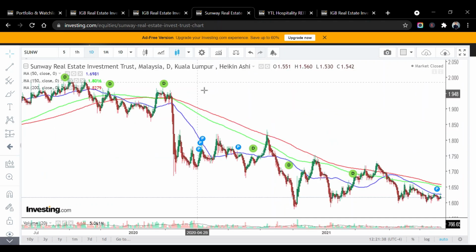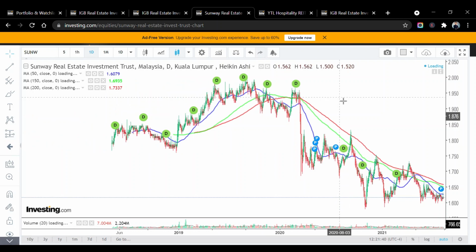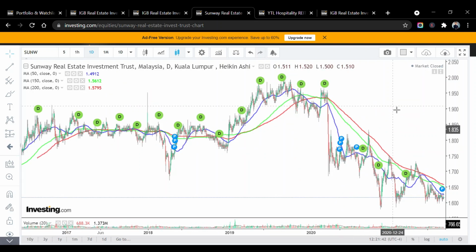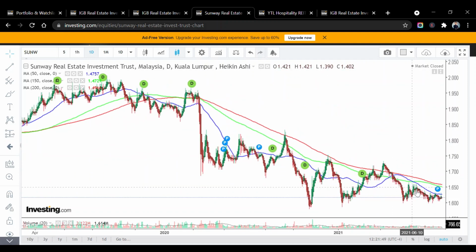Let's go to Sunway REIT. You can see Sunway REIT has an almost similar trend. About March it also had a plunge, right? And then blue is the 50 days, green is the 150, and the red is the 200 days moving average.